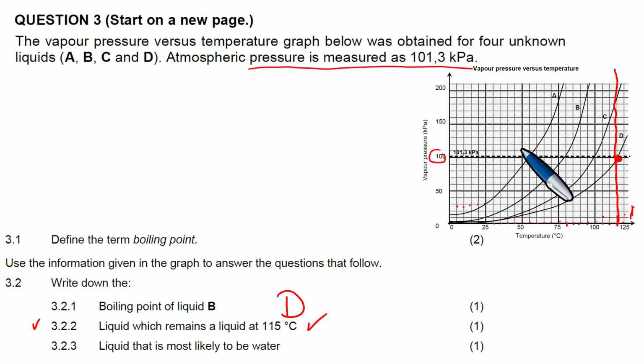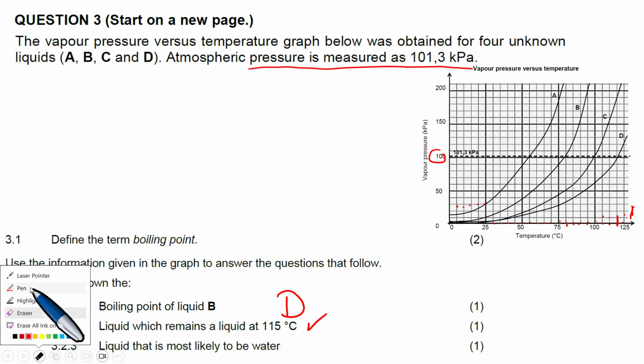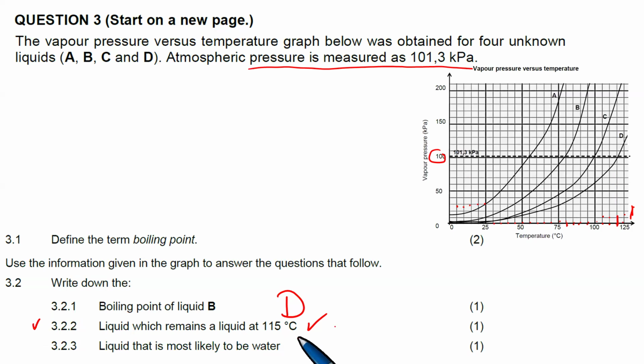These are the vapor pressure values. If I remove this mark, we are able to see that the liquid which remains a liquid at 115 degrees Celsius is certainly liquid D. It remains a liquid because at 115 degrees Celsius you have approximately the atmospheric pressure of 101, and simultaneously the vapor pressure is pretty much the same.